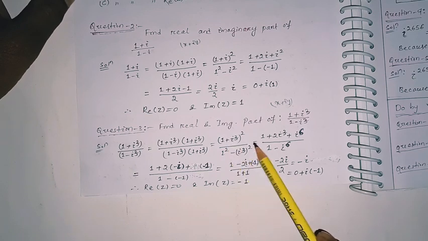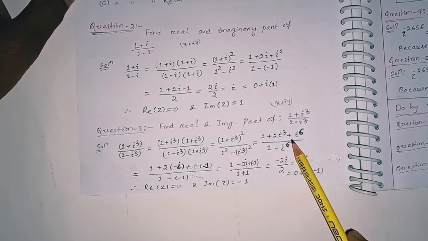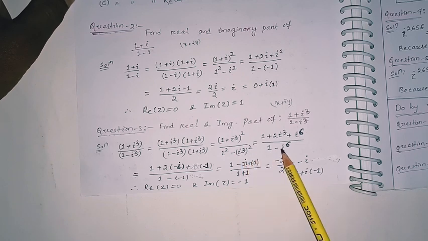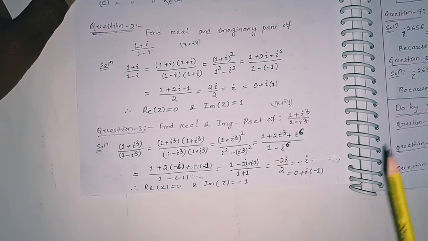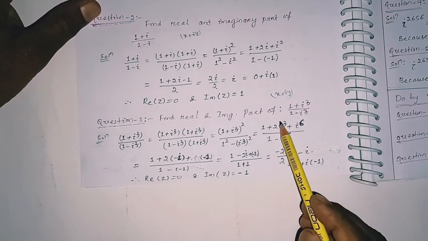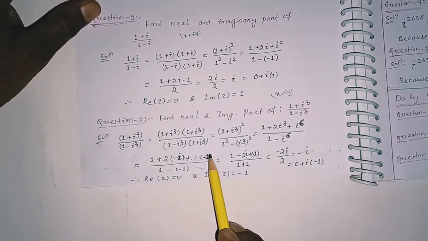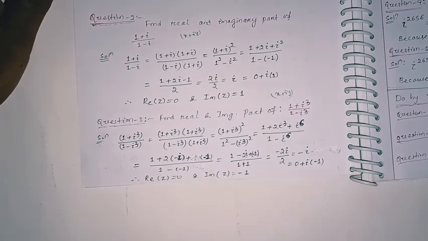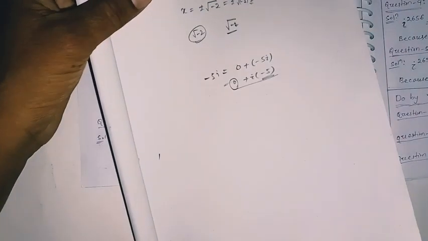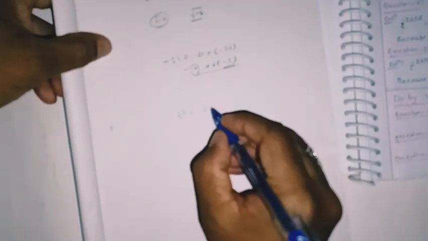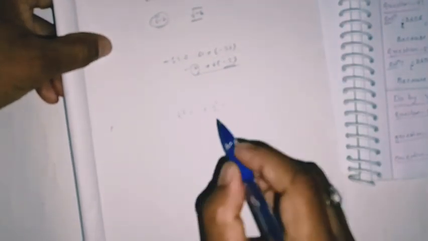So the numerator will be 1 plus 2 i to the 3 plus i to the 6, divided by the denominator, where (i to the 3) to the power 2 will be i to the 6, so 1 minus i to the 6. Here i to the 3 will be nothing but minus i, and i to the 6 will be minus 1. How is it? Here you can see i to the 3 can be written as i into i square, and i square is nothing but minus 1.